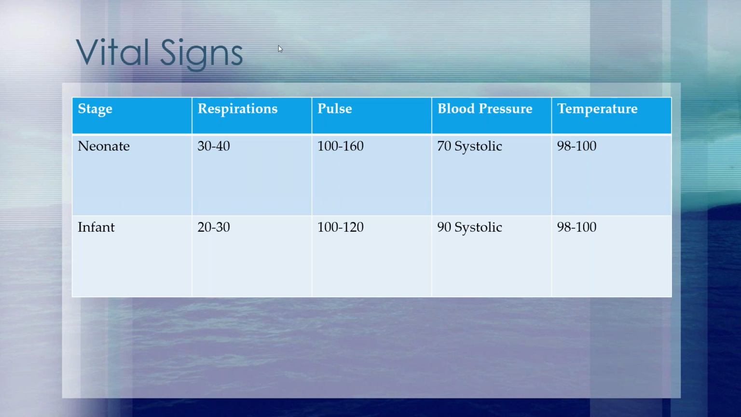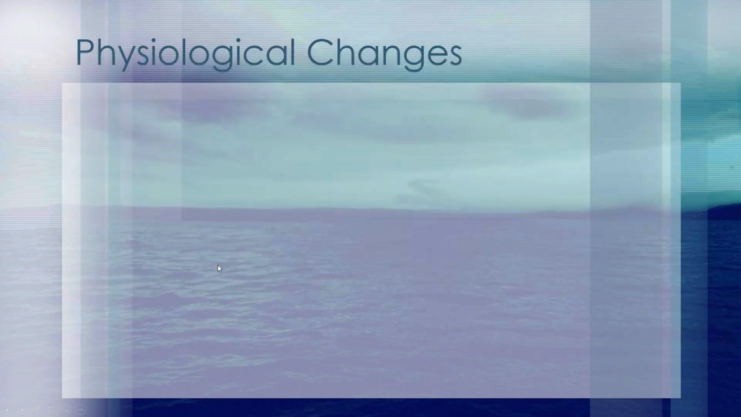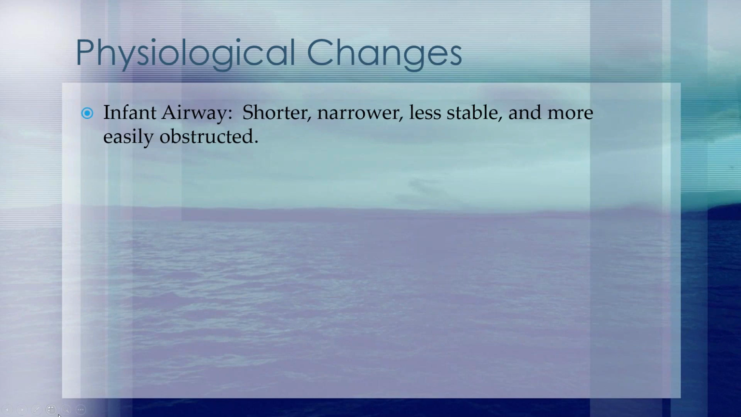So we're looking at the physiological changes. The infant airway is significantly shorter, narrower, less stable, and much more easily obstructed compared to the adult patient's airway. Really think of their trachea kind of like a straw. If you bend it any which way, it's going to be compromised, and as a result, that patient's not going to be able to breathe adequately. Then at the cellular respiration level, it is undeveloped at this time. So again, it takes more oxygen content in order to create that ventilation and perfusion ratio.